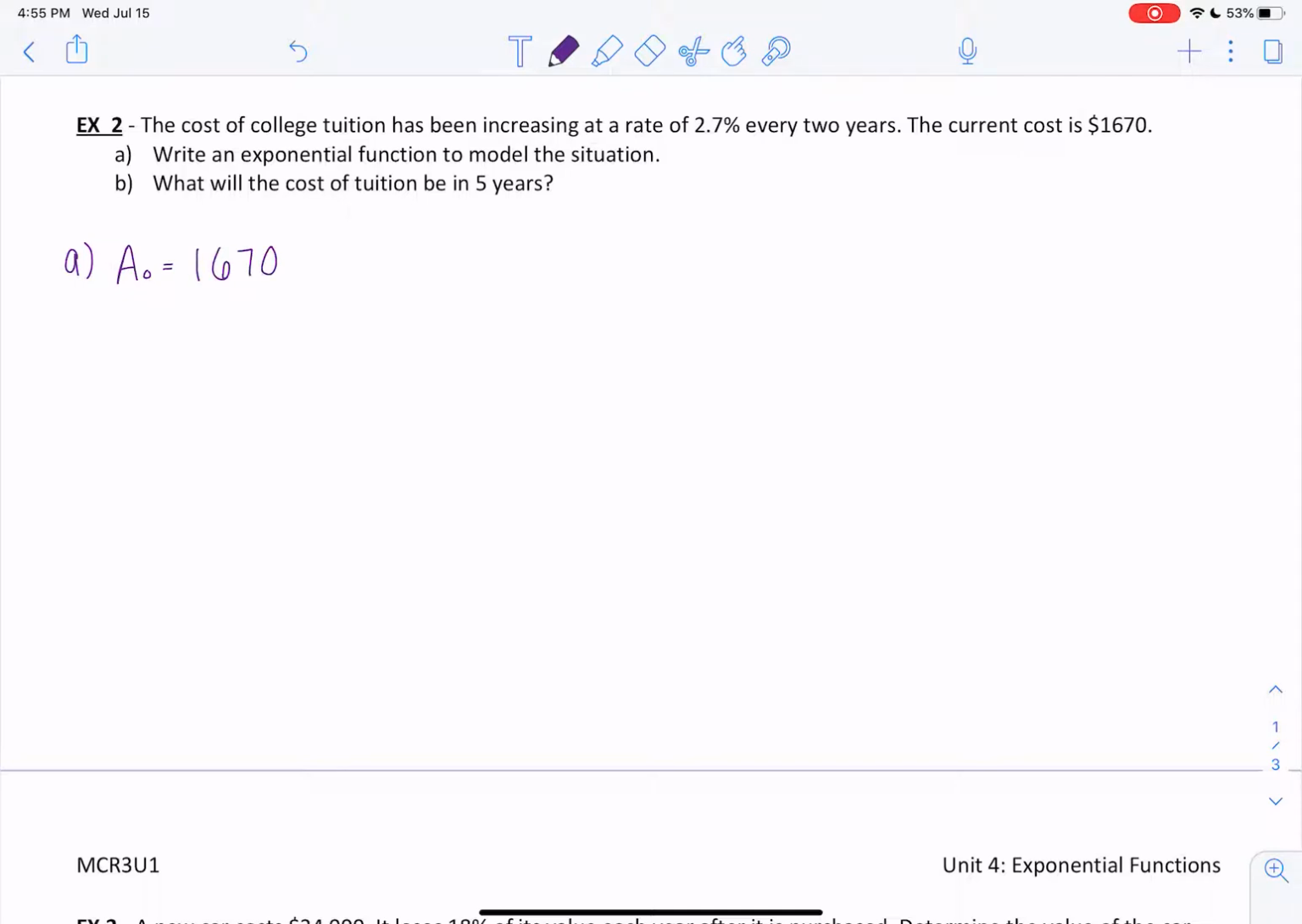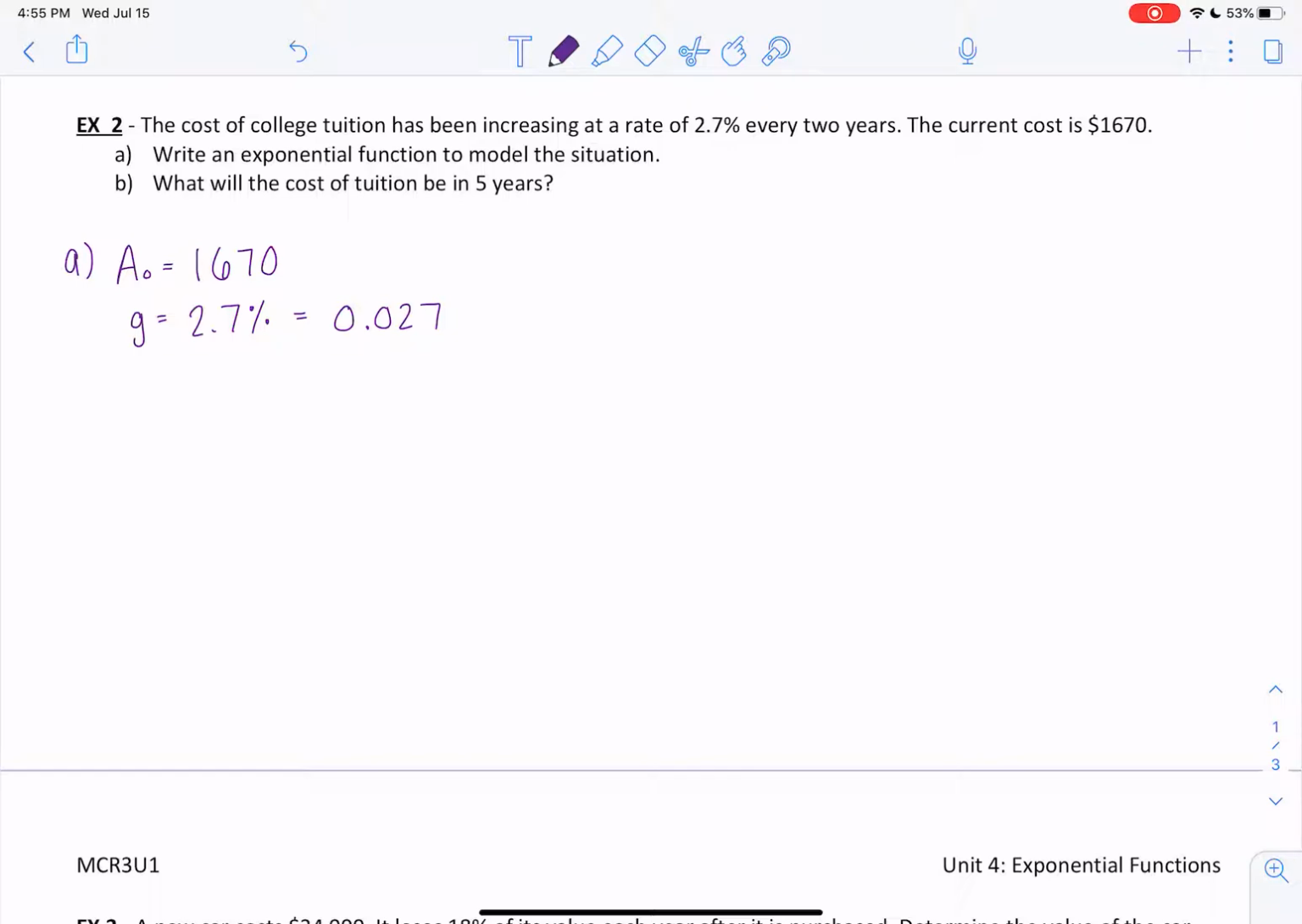$1,670. Next, I want to decide, am I going to need a growth rate or a decay rate? I look here and it's increasing at a rate of 2.7%. So that means I'm going to be having a growth rate. I have 2.7% and I need to write that as a decimal. So we will have 0.027.